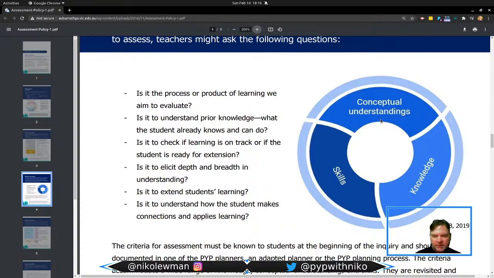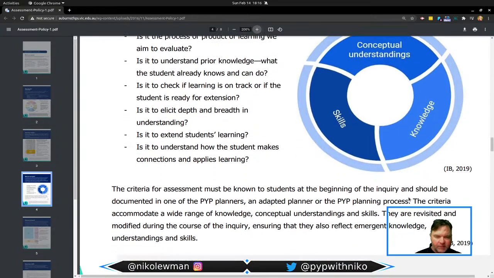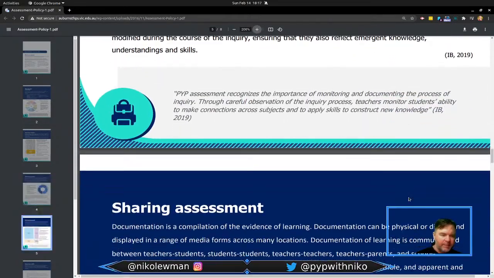And so what is the product of learning we are aiming to evaluate, and where are we making sure that it's extending that student's learning? Now, using something like the SOLO taxonomy makes sure that that knowledge and those skills are going to be addressed as we go from surface level knowledge into deeper understandings and deeper knowledge. So that is where SOLO taxonomy will help us immensely.